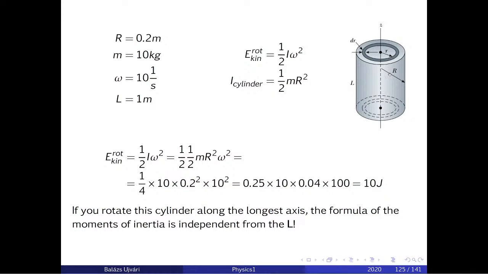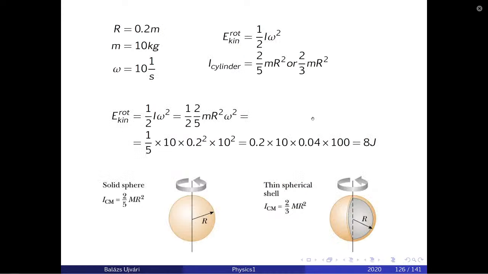So if you start to rotate, for example, along a horizontal axis, that will be different. Simple example, let's calculate it in this case for a full ball. Yes, I will correct it. This is not the cylinder, this is the solid sphere. This is 2 over 5 mr square. If you calculate it, this is 8 joule.